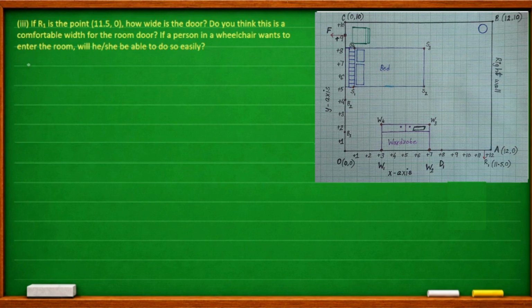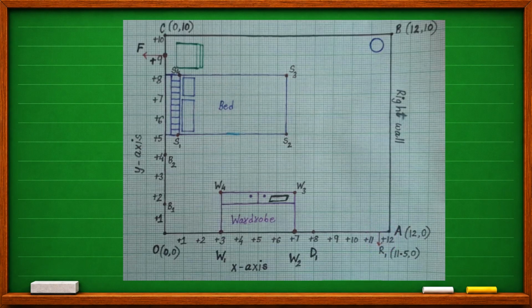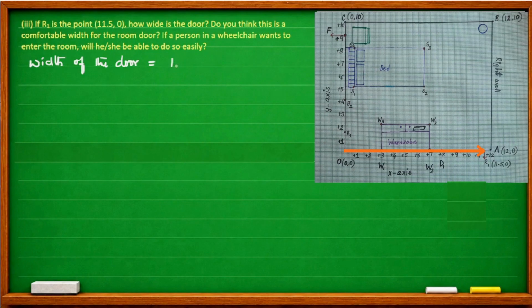So the width of the door is given by D1 to R1. So from here to here we have to take, right? O to R1 and O to D1. If you subtract O to D1 from O to R1, we will get D1 R1, isn't it? If you subtract this distance from this bigger distance, we will get D1 R1. From this 11.5 feet distance, we have to subtract the 8 feet distance. So 11.5 minus 8 is 3.5 feet.